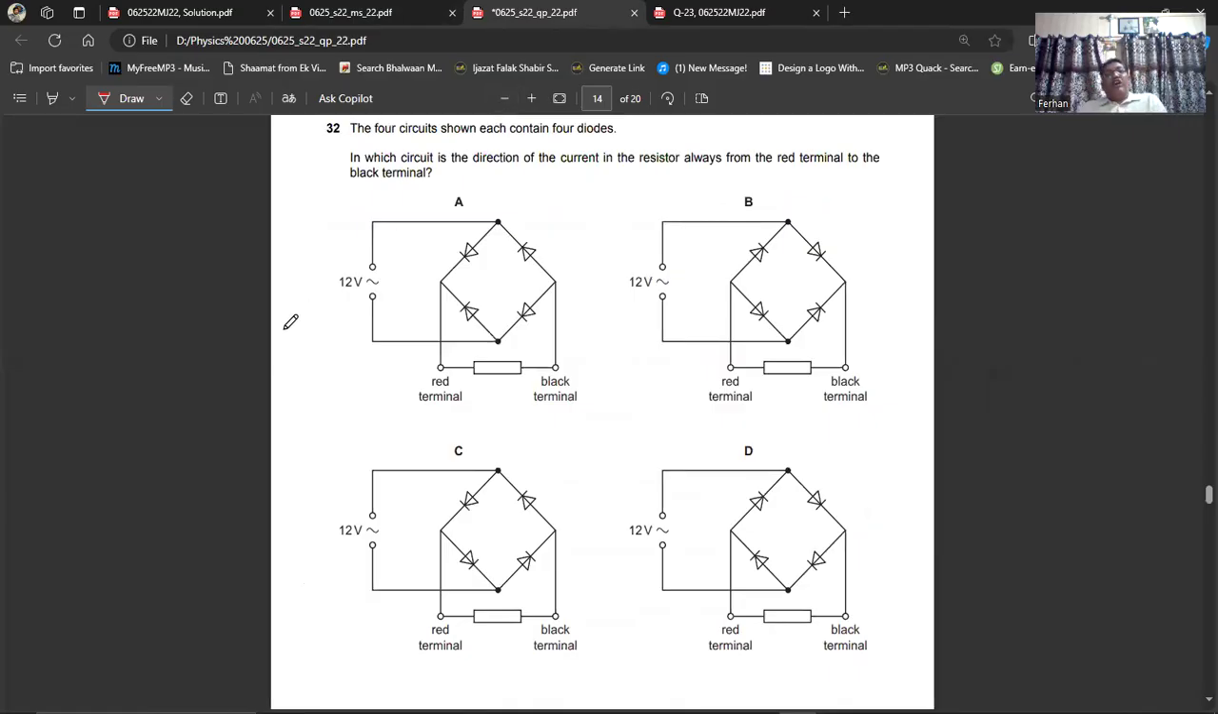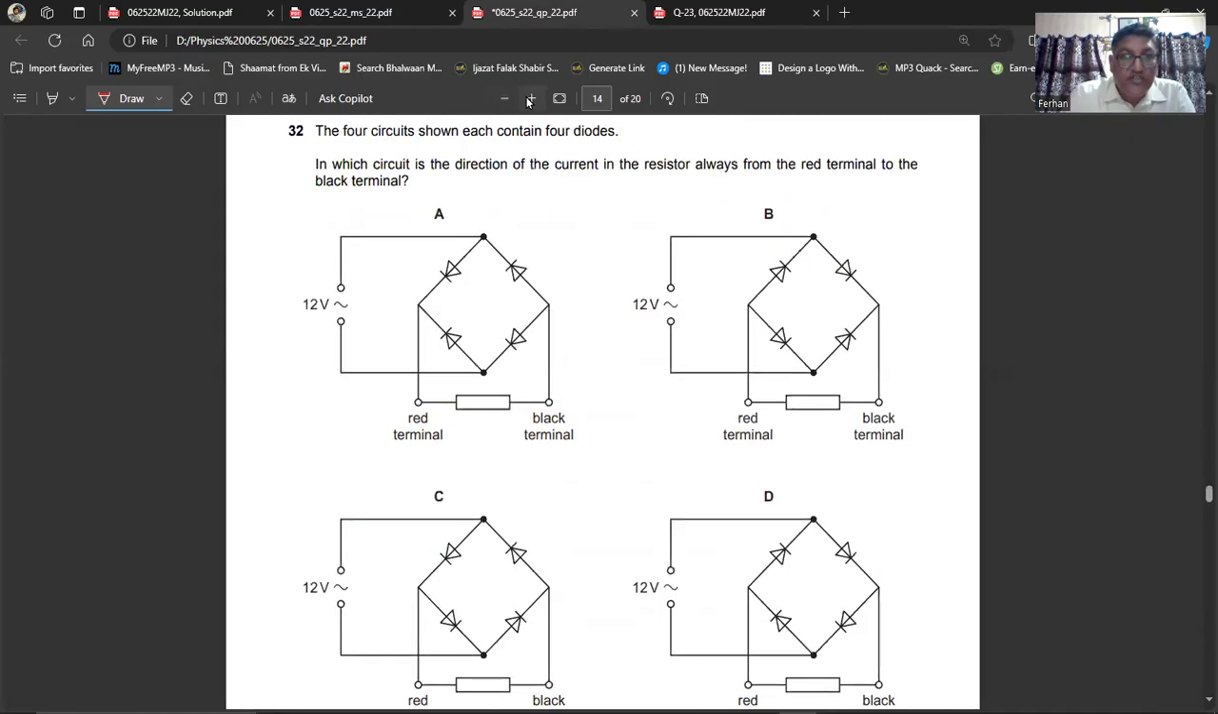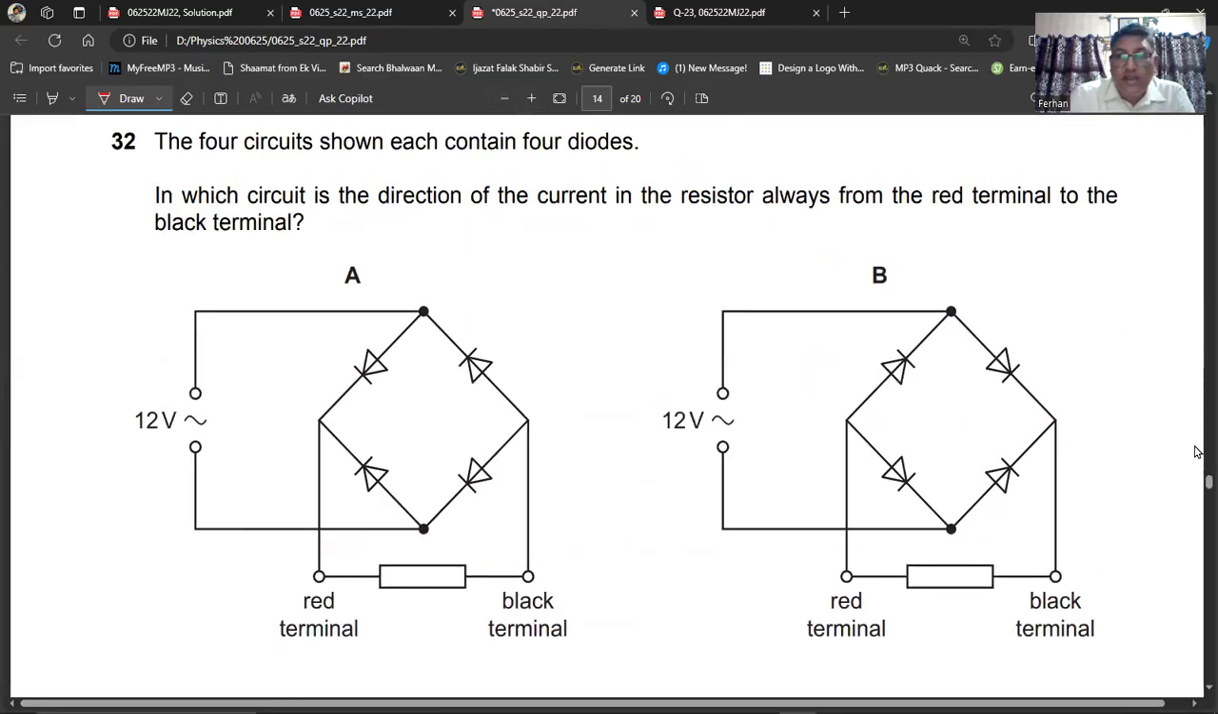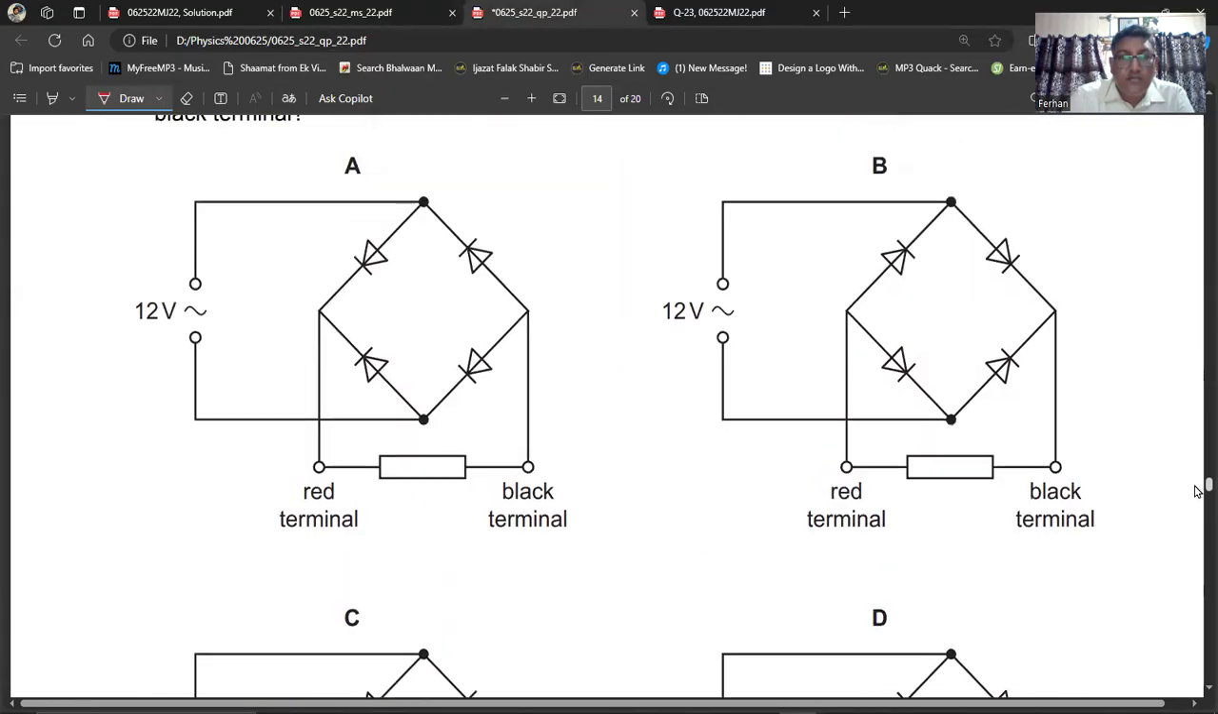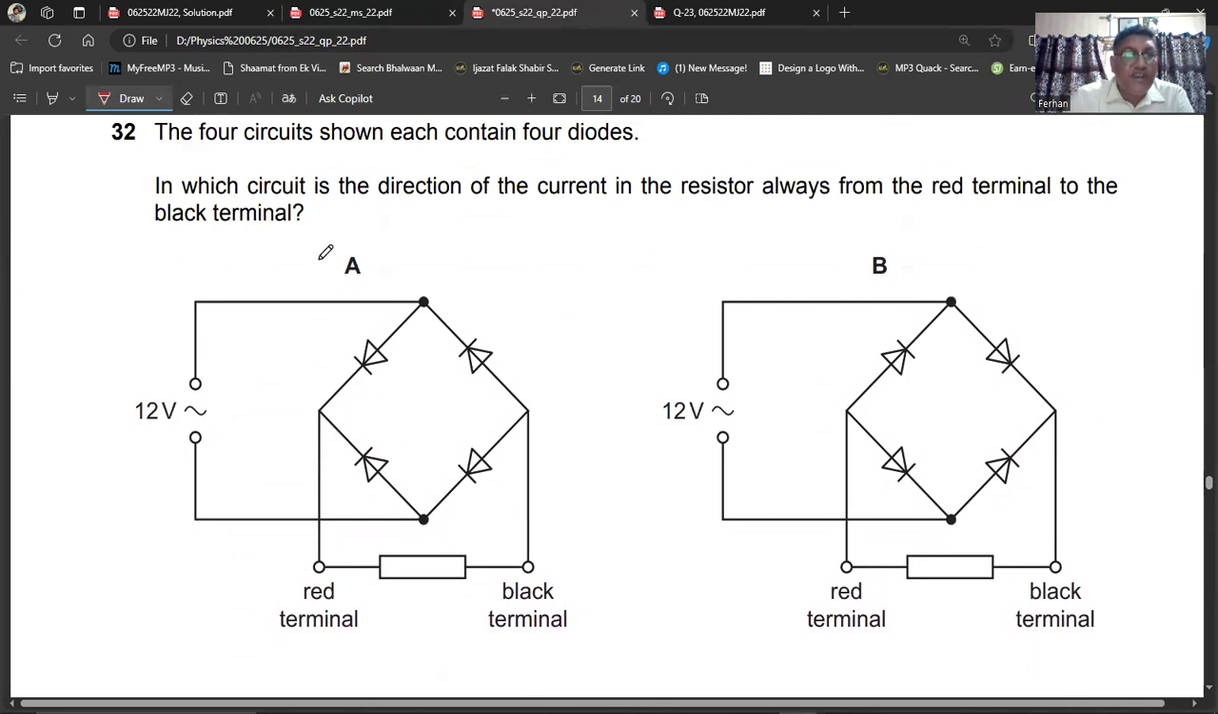Question number 32. The four circuits shown each contain four diodes. In which circuit is the direction of the current in the resistor always from the red terminal to the black terminal? Let me show you. I'm just going to draw on the right diagram. Okay, so I'm going to use red color.